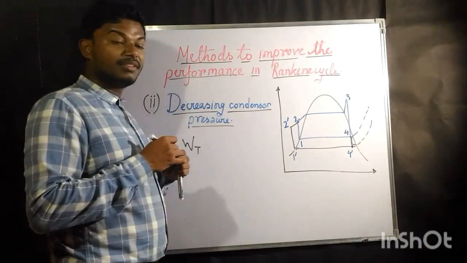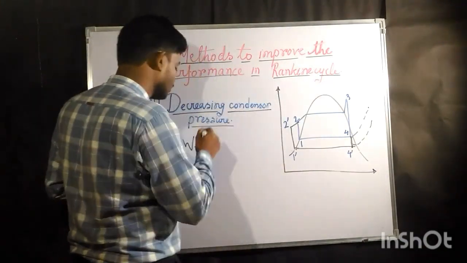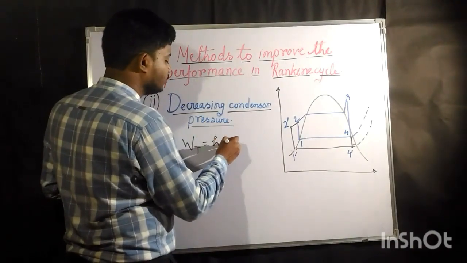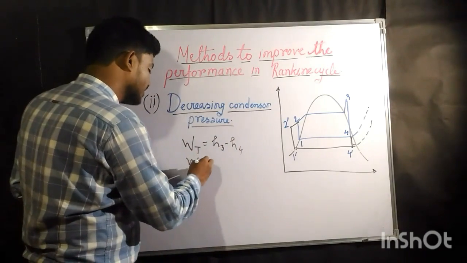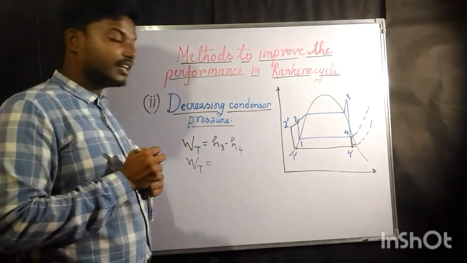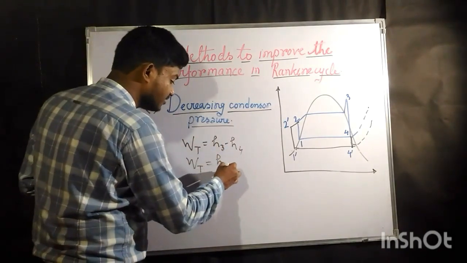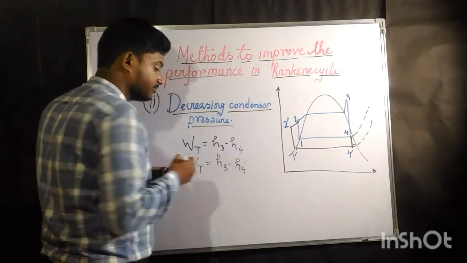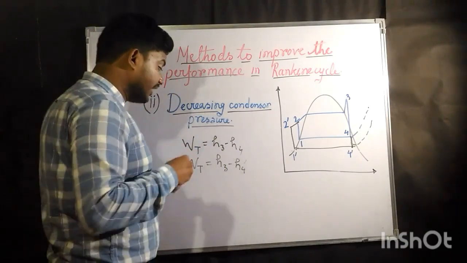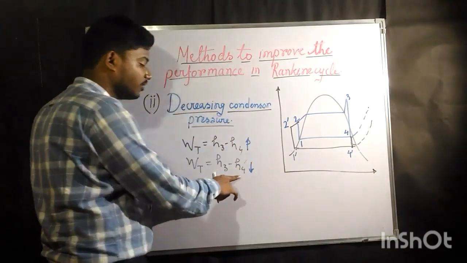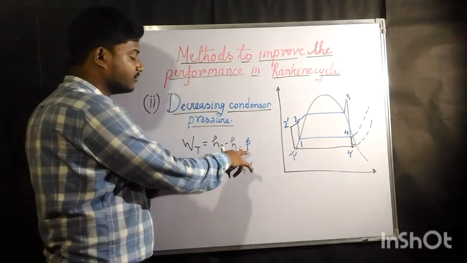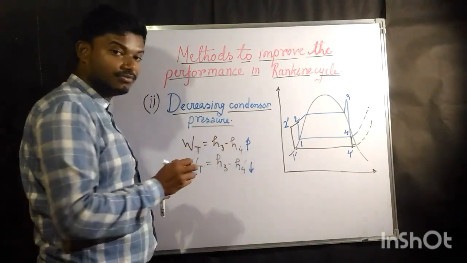Now from this diagram, if you look here, you are going to see the work done in the previous case was H3 minus H4, whereas after decreasing the condenser pressure, what is going to be the work done by the turbine? It is nothing but H3 minus H4 dash. Now H4 is higher than H4 dash. H4 dash is lower than H4.